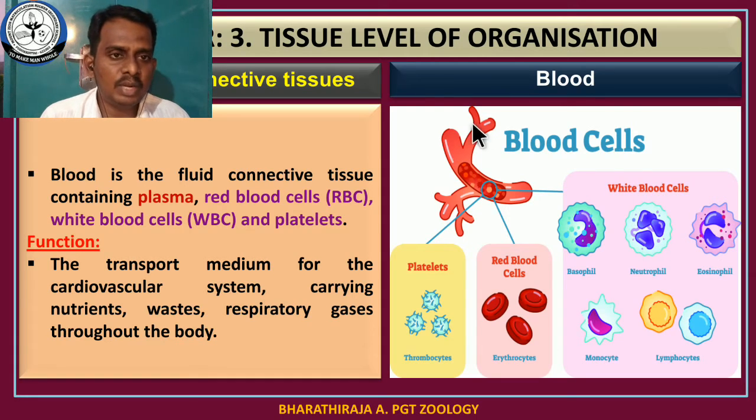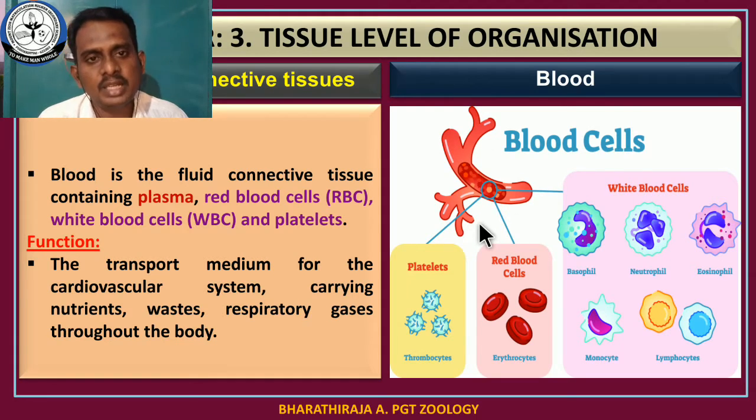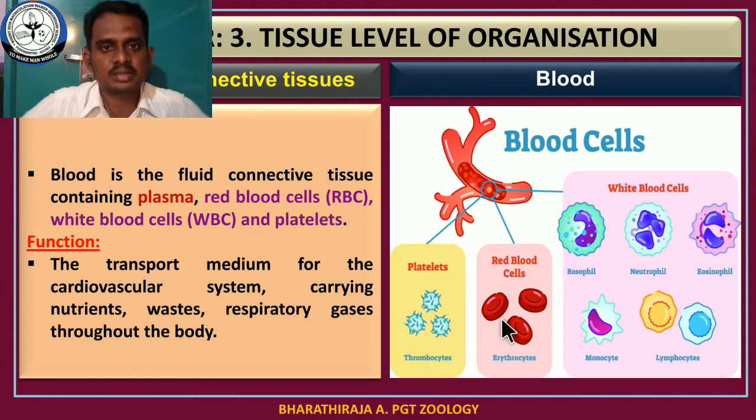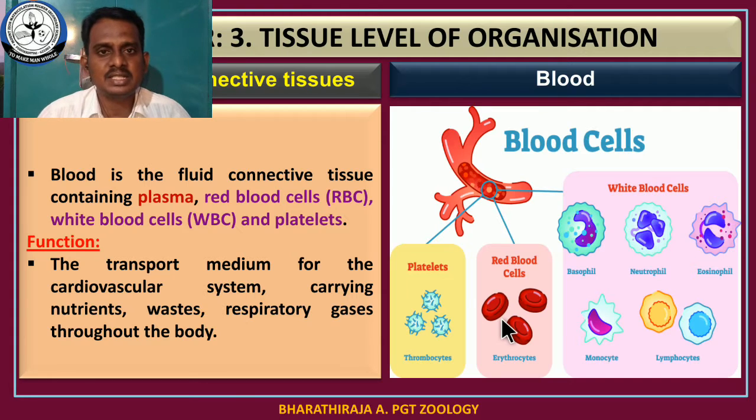Okay, what are the components? What are the major cells present in the blood? First one is RBC, red blood corpuscles. Here, what is meant by corpuscles? What is the difference between cells and corpuscles? A corpuscle means a cell that floats in a watery substance.